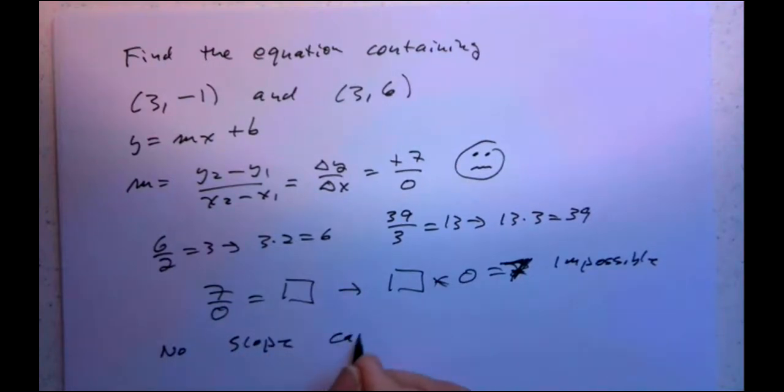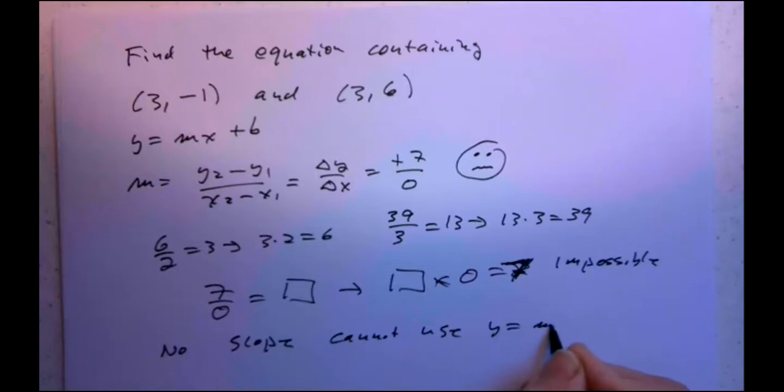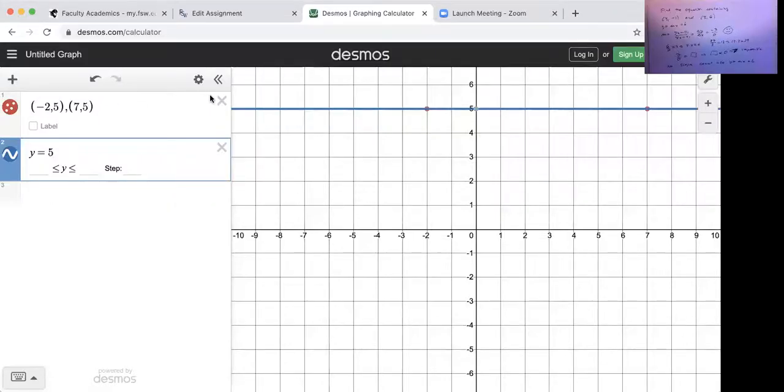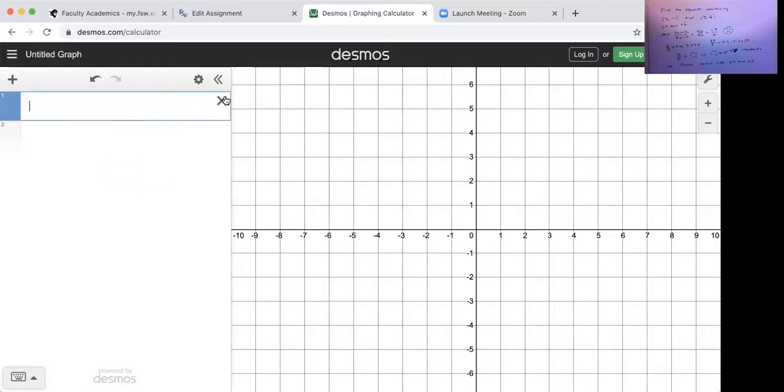So I cannot use y equals mx plus b. The problem can't be written in that form. So there's no slope. Well, what is it? What is it? Let's go back to Desmos and look at those points. So this time I have 3, -1, and I have 3, 6.